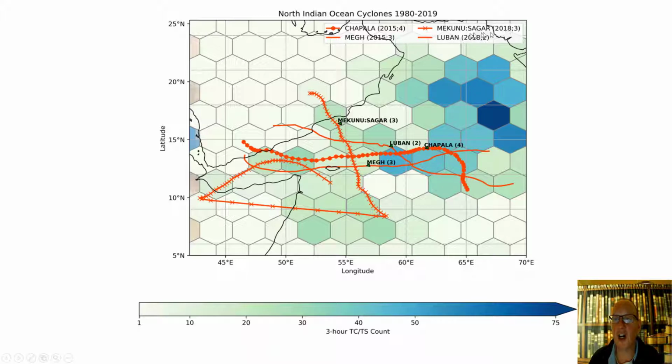Mekunu Sagar in 2018, which peaked at category 3, Luban, which was a category 2, these are the cyclones that come close to our island of Socotra, and then we had another couple in 2015. So apart from that, there's been no tropical cyclones in this whole period. So the 2010s is a period of unusual activity with 4 or 5, depending on how you count them, tropical cyclones in that period.